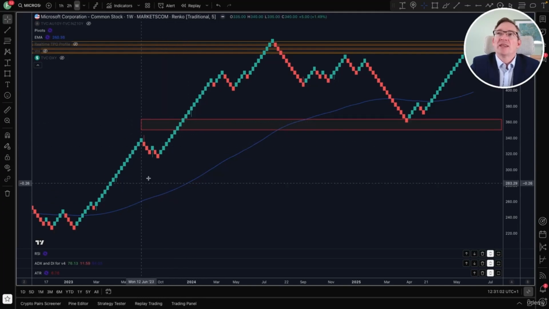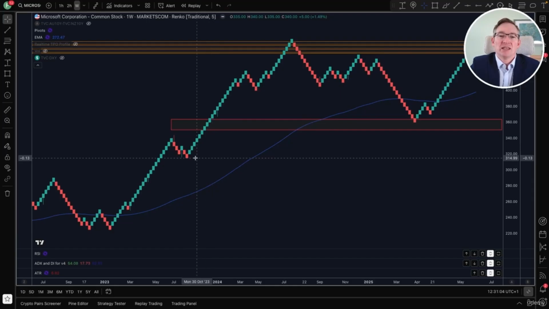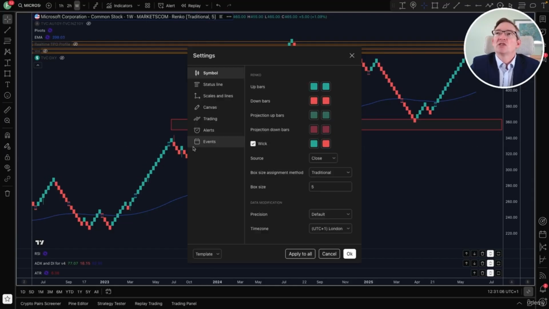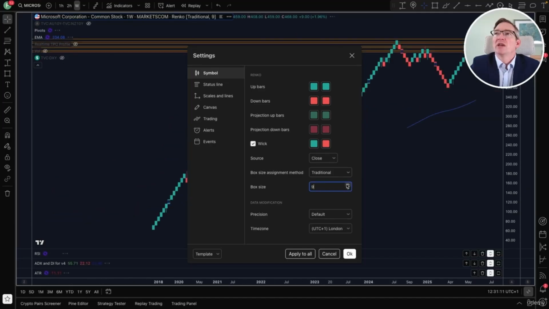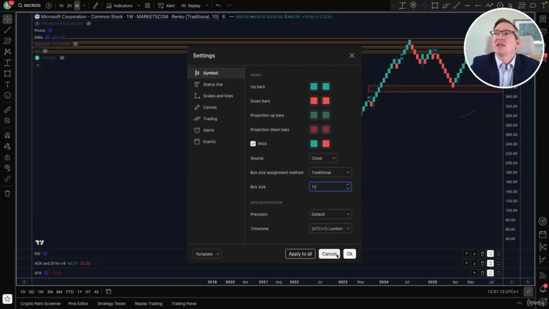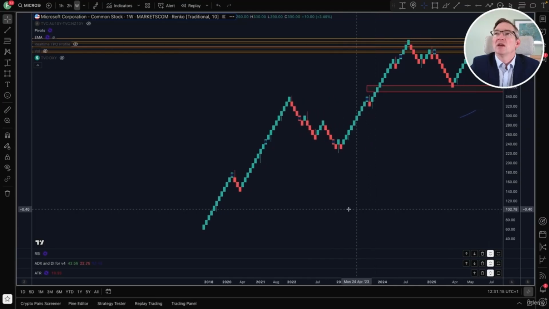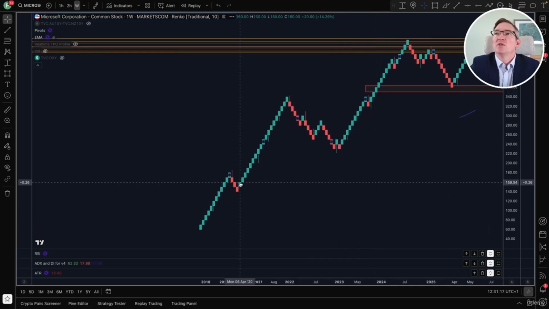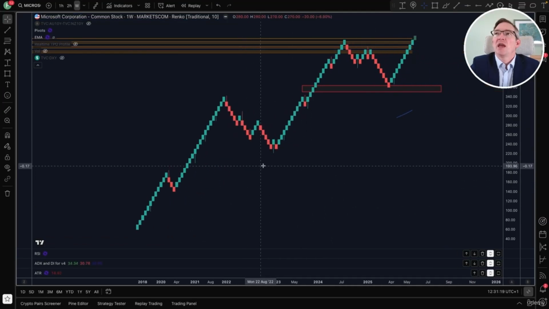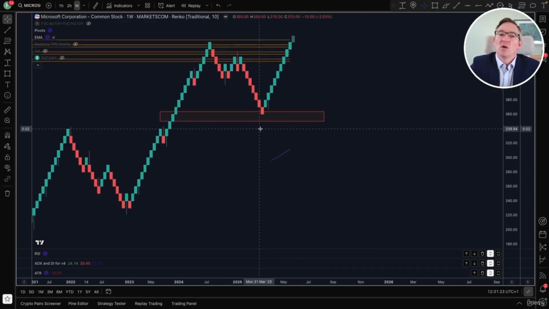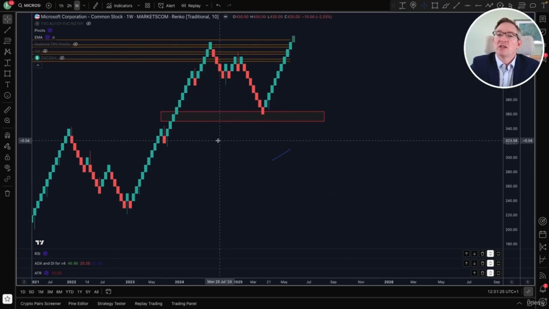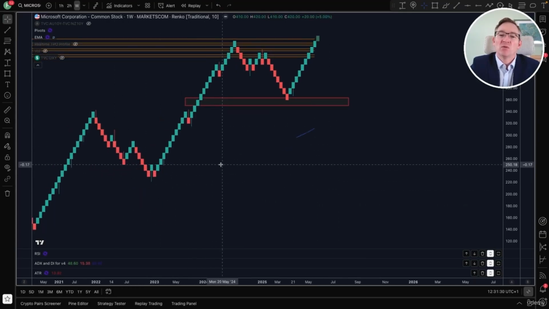So again, very good for trend clarity. And you can change the brick size. If you want to say, I only want to see a new brick when there's $10 of price movement, there we go. So that's $10 of price movement, new brick, new brick, new brick. Excellent. You see how that visualizes the chart in a totally different way. Great for trend clarity, and very good for filtering out sideways chop.